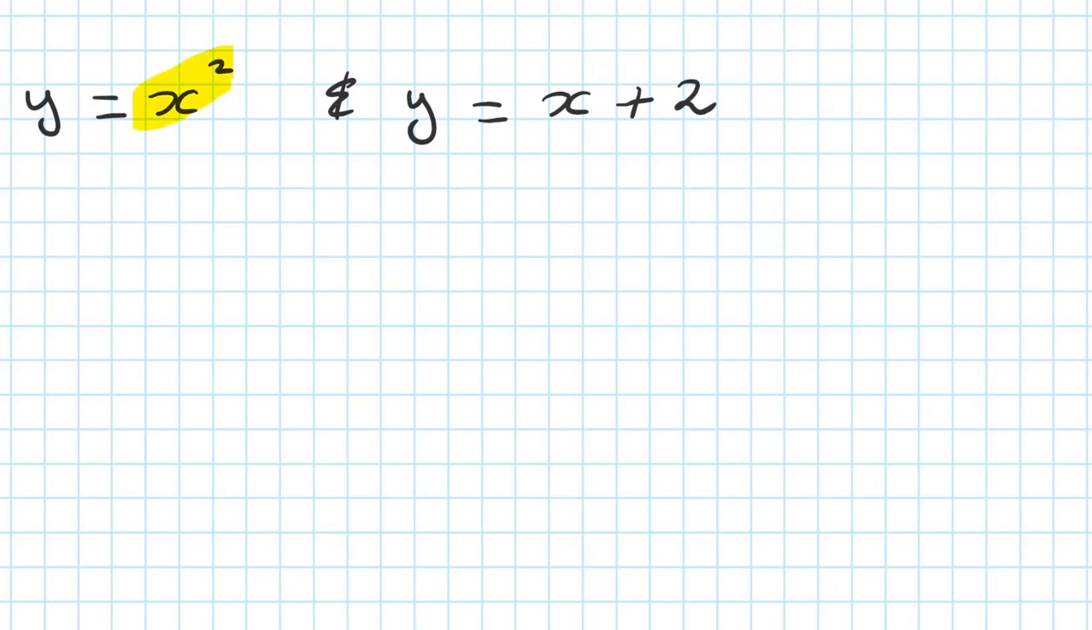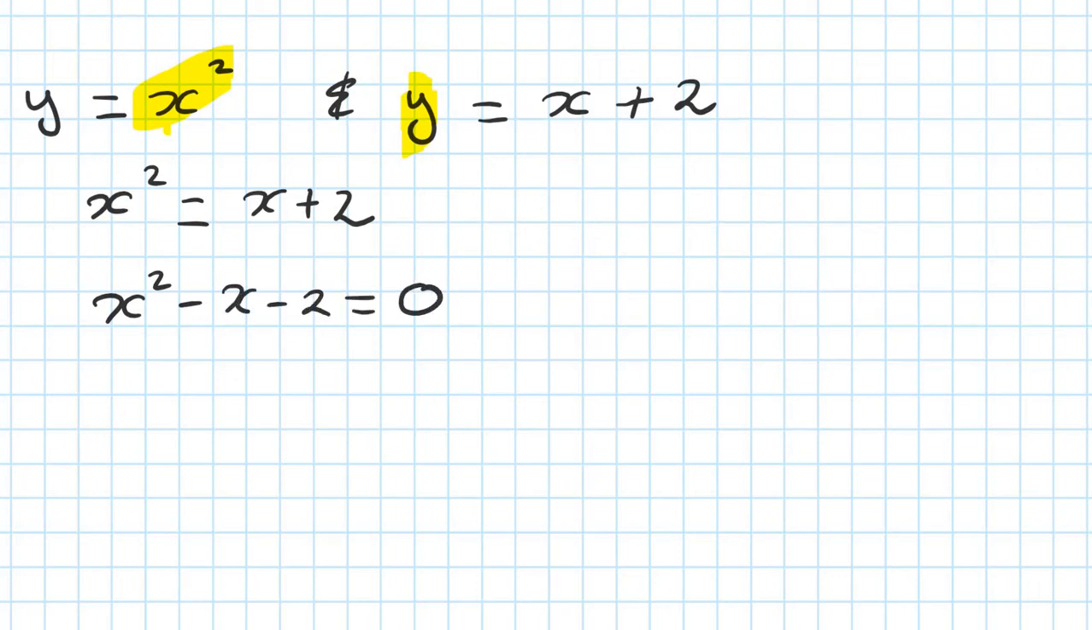So y equals x squared, and we'll replace y with that. So this means x squared is equal to x plus 2. That's all. And I'm going to solve this. I'm going to move x plus 2 to the left, which is x squared minus x minus 2 is equal to 0.